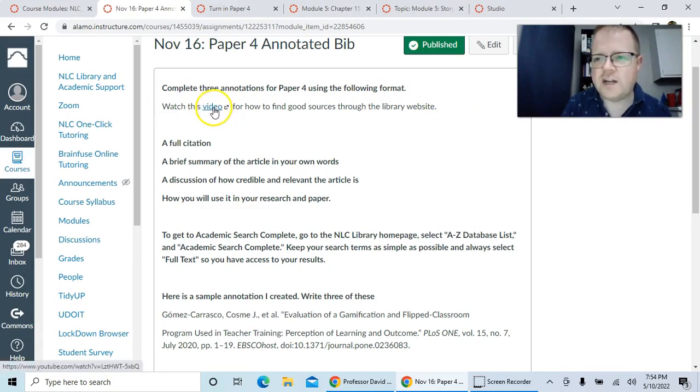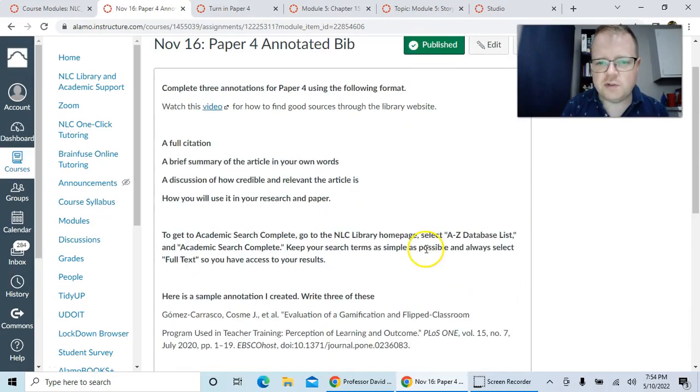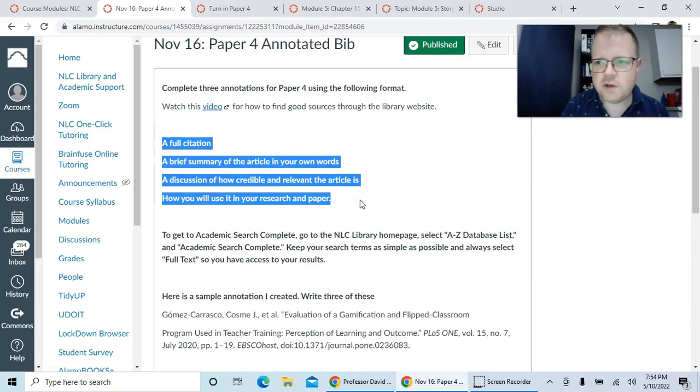What you're going to do is go to Academic Search Complete and find academic articles about this topic in your field of study. You're going to try to keep your search terms really simple because those search tools aren't as smart as Google is, but they're finding better sources usually. So once you have your sources, then for this project, you're just going to fill out all of these parts for each one.